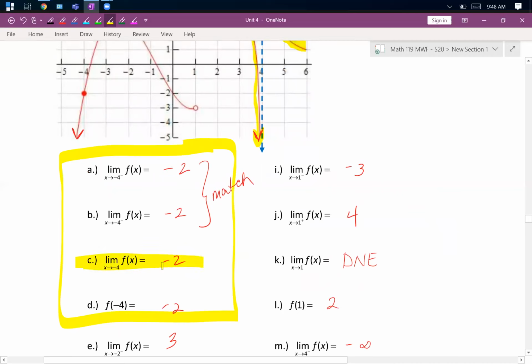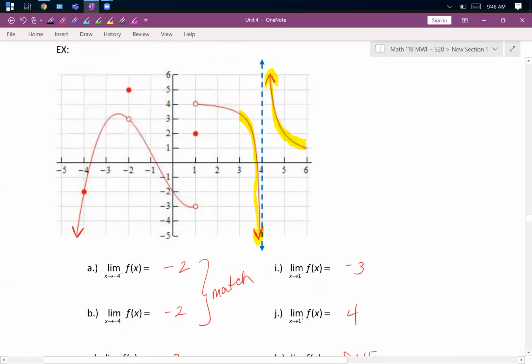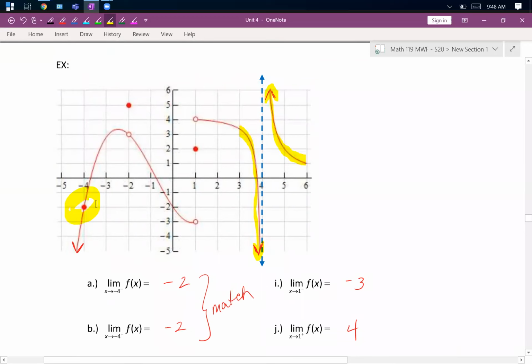Notice that the limit as x approaches 4 is the same as our value when x equals negative 4. And if we look at the picture, clearly it's continuous right there. So the limit and the actual value have to be the same in order for it to be continuous.